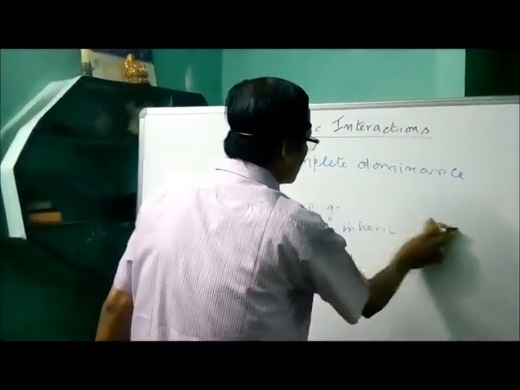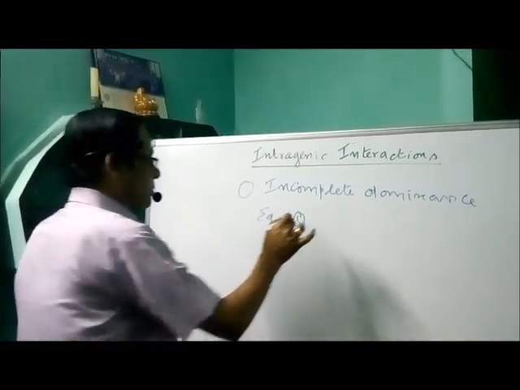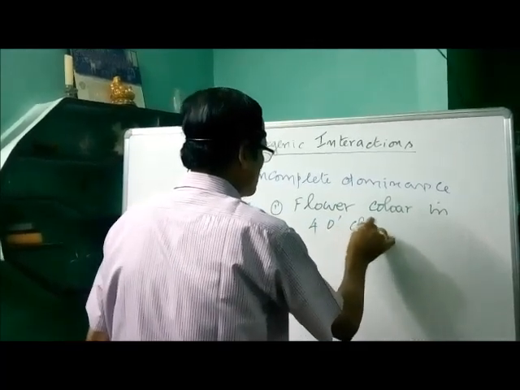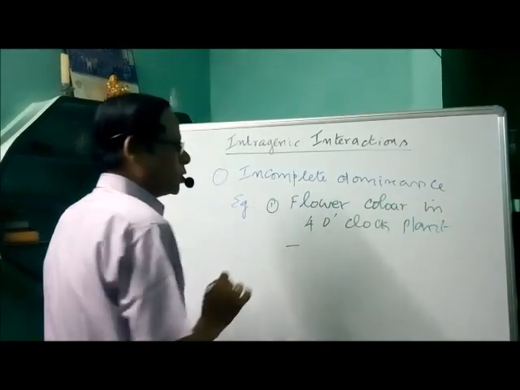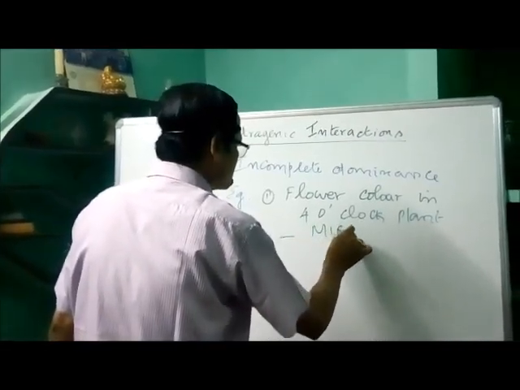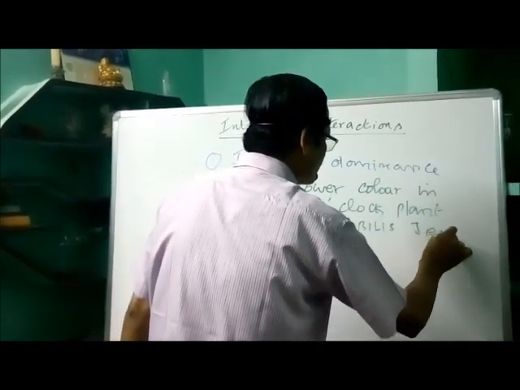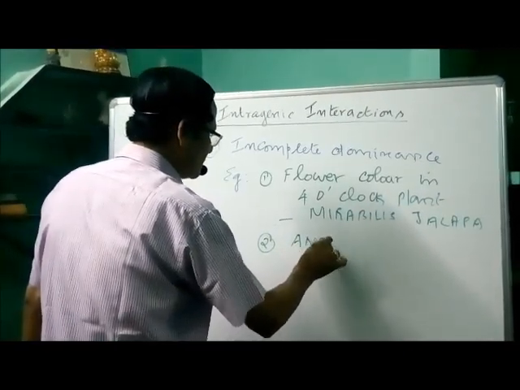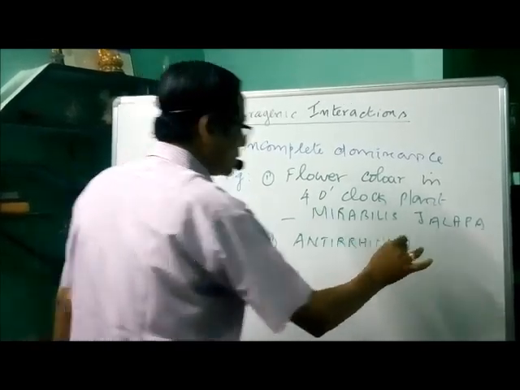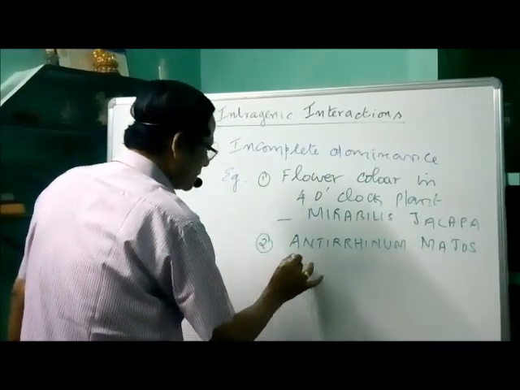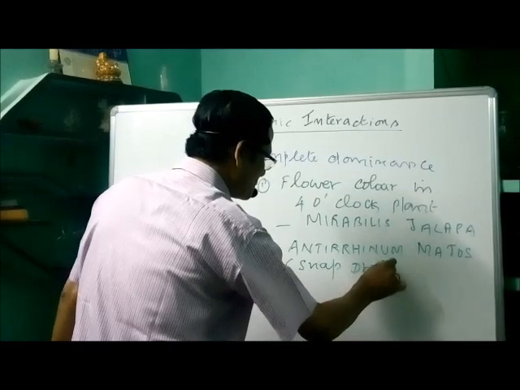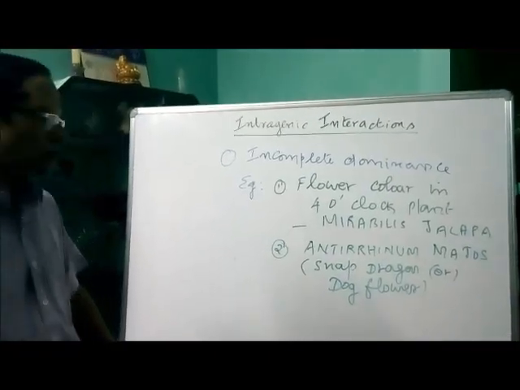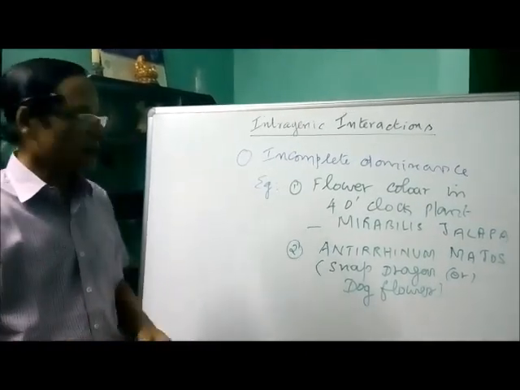We have the following examples for incomplete dominance. Number 1, flower color in the 4 o'clock plant, the binomial for this plant being Mirabilis jalapa. Another example, again flower color, in the case of Antirrhinum majus, commonly called snapdragon or dog flower, because in appearance it looks like the sitting posture of a dog. So these are the two examples related to flower color in plants.